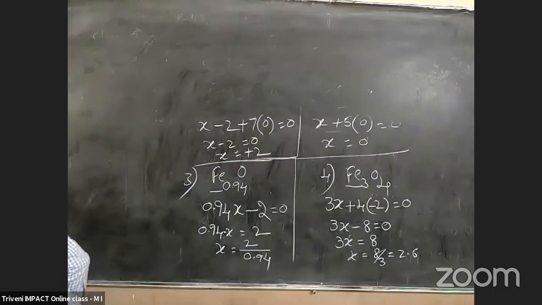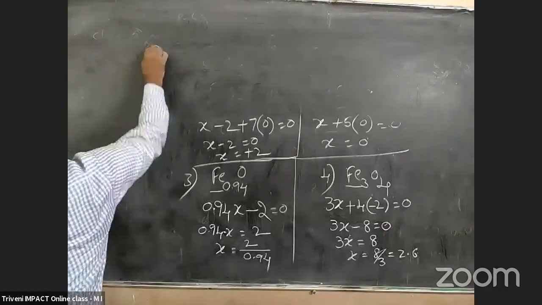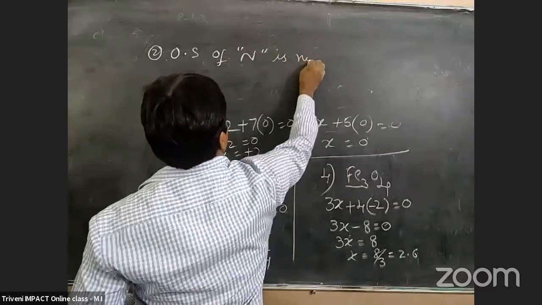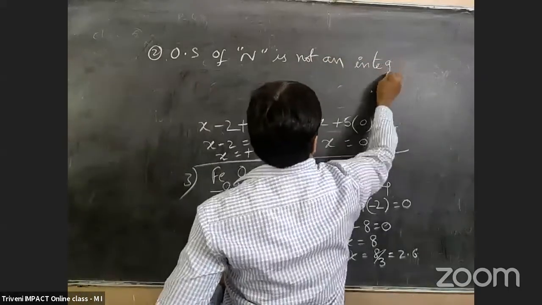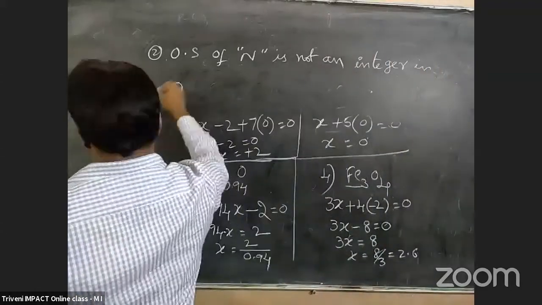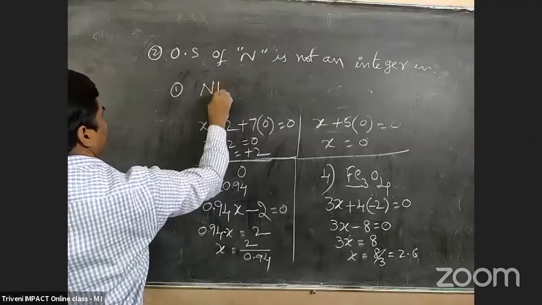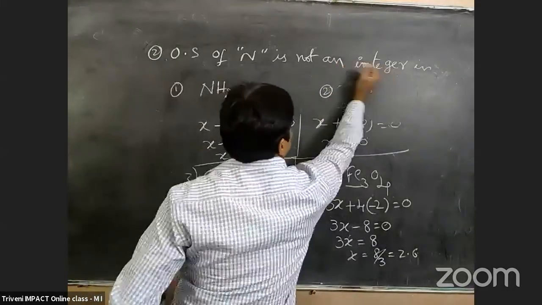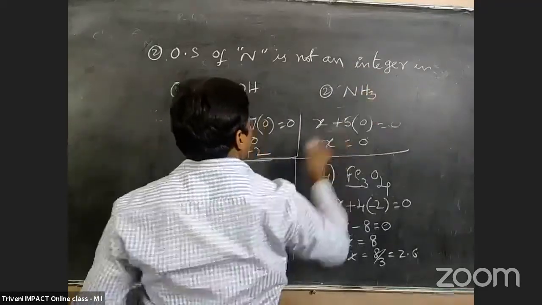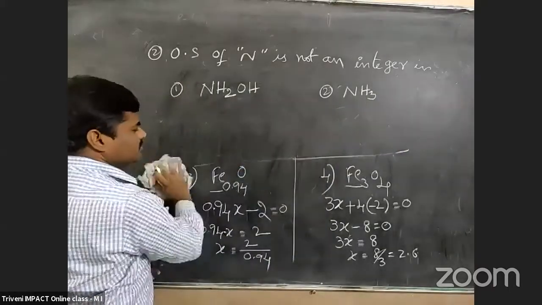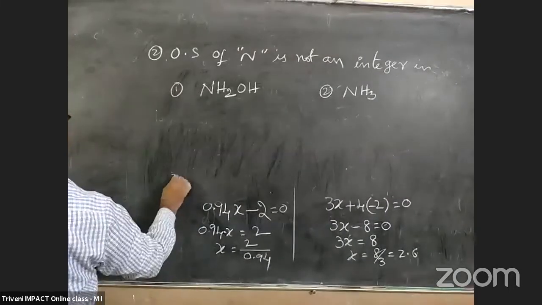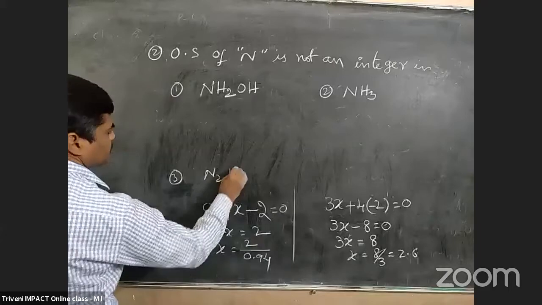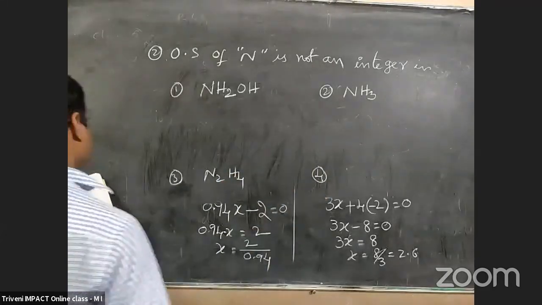Oxidation state of nitrogen is not an integer in which option? In the first option, hydroxylamine. What is the formula of hydroxylamine? NH2OH. Second option, ammonia, formula NH3. Third option, hydrazine, N2H4. Next one, hydrazoic acid, N3H. Very good.